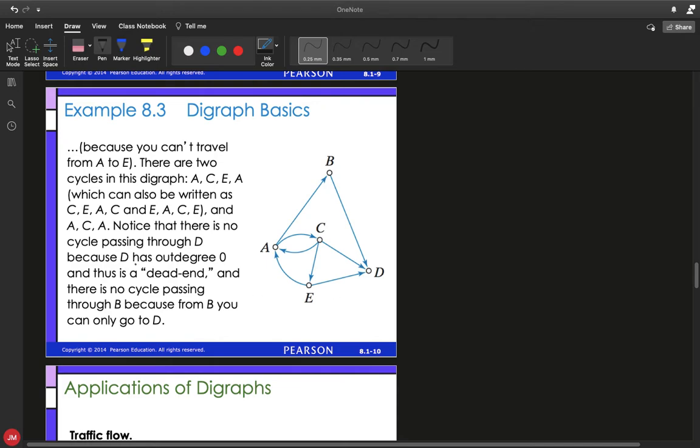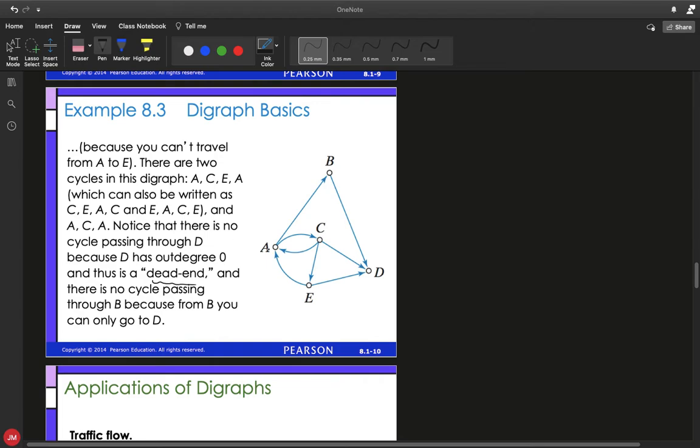All right. Now, because of that, because there are no paths which can start at D, we call it a dead end. There is no possible way for you to start a path at D. There is also no cycle passing through B, because from B you can only get to D, and then from D there is nowhere to go.